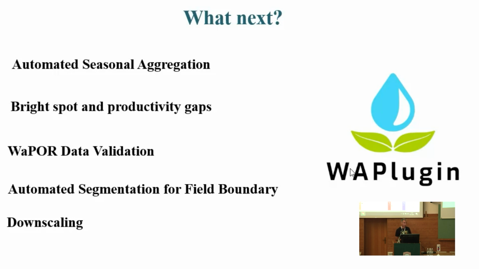done for you. To find bright spots and productivity gaps, so more spatial indicators that really show you where to focus. Data validation, so you can combine your own data with the results or with the dataset from WaPOR, and it can give you indicators on how well the WaPOR data matches with your in situ data. And there are some AI developers on board, so we're thinking of automated segmentation for field boundaries.